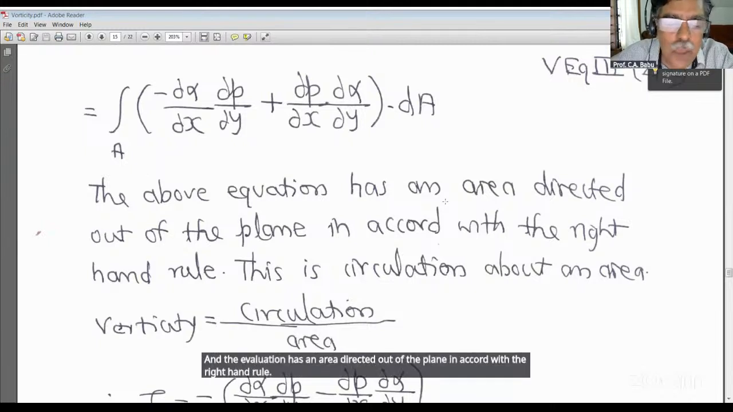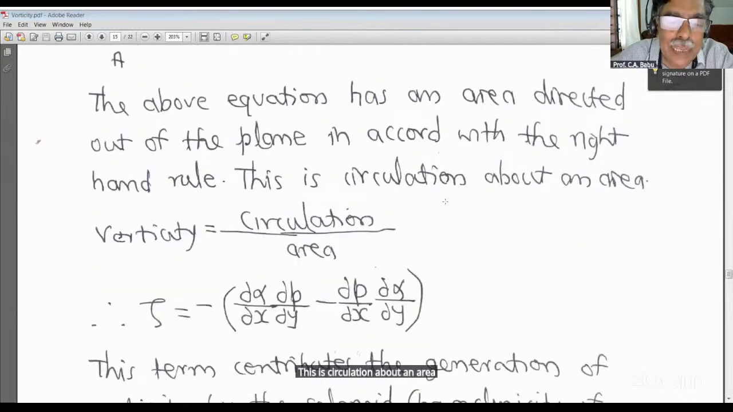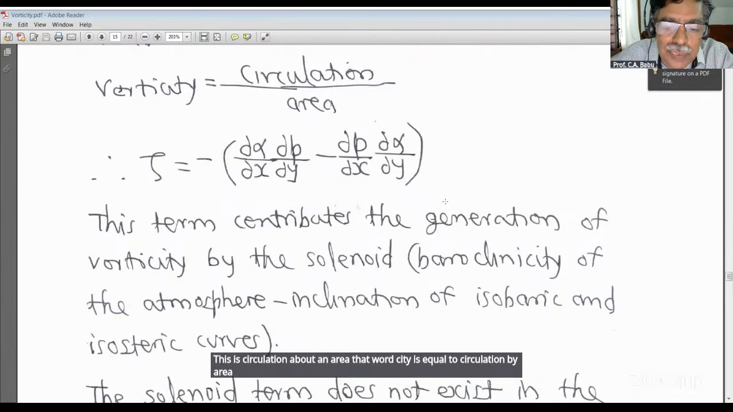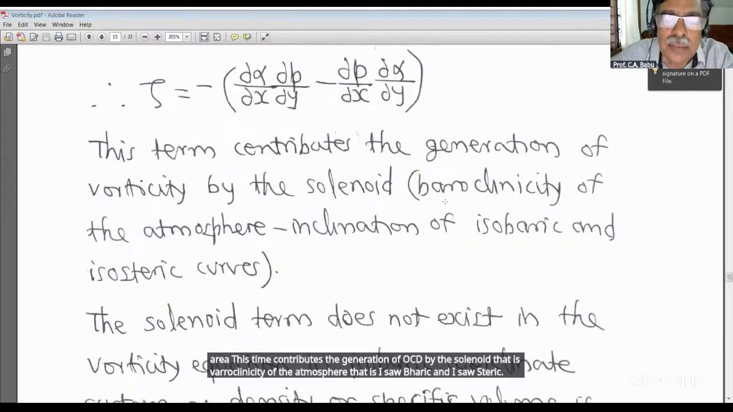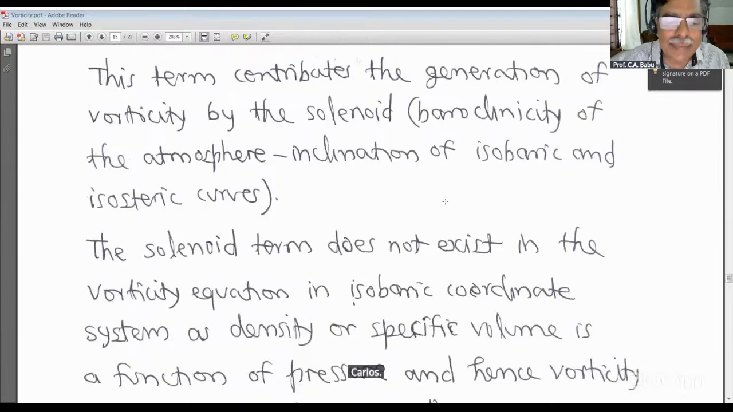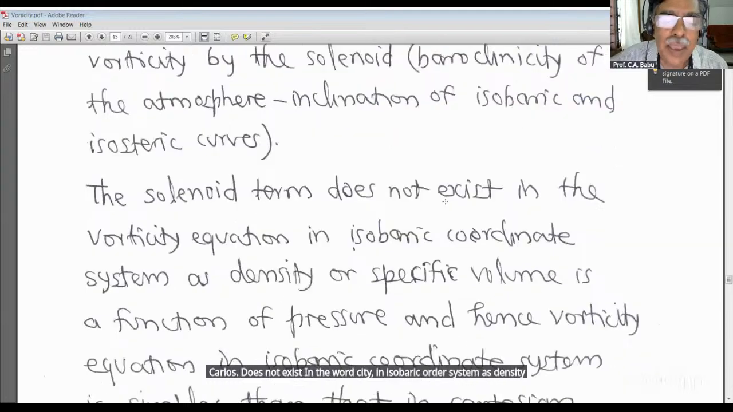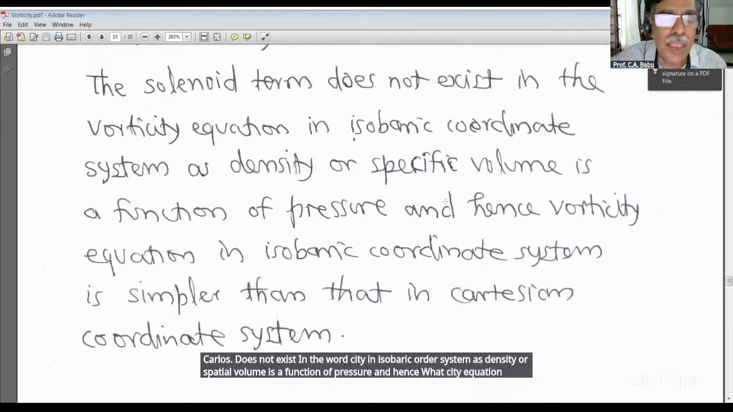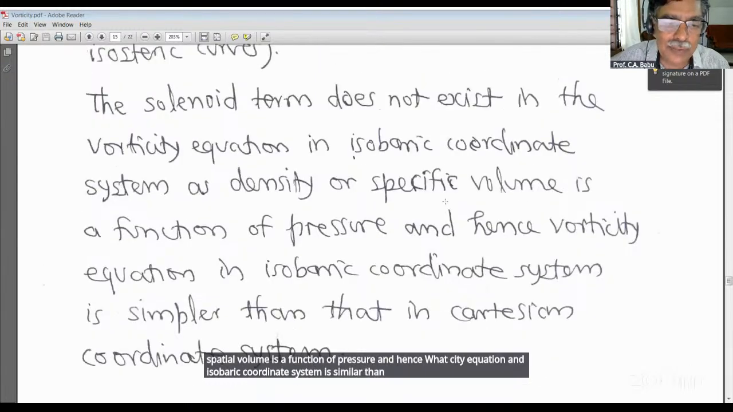This is circulation about an area. Thus, vorticity is equal to circulation by area. This term contributes to the generation of vorticity by the solenoid, that is, baroclinicity of the atmosphere, that is, inclination of isobaric and isosteric curves. The solenoid term does not exist in the vorticity equation in the isobaric coordinate system, as density or specific volume is a function of pressure, and hence the vorticity equation in the isobaric coordinate system is similar to that in the Cartesian coordinate system.